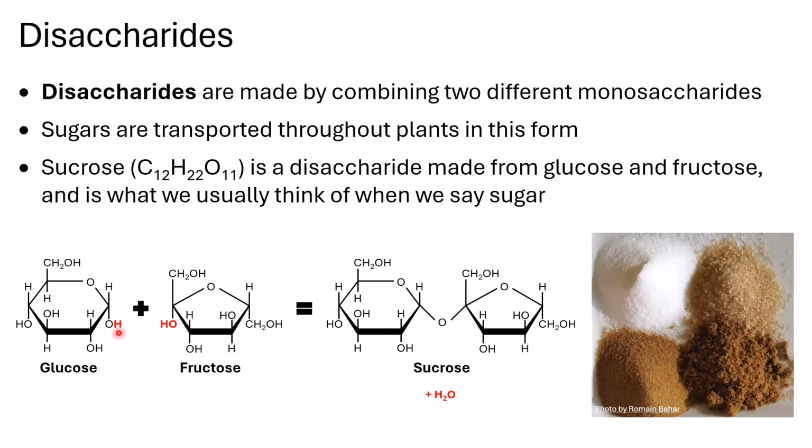The H and hydroxyl group in red show the parts of each molecule that will leave as a water molecule. The loss of 2 hydrogens and 1 oxygen is why sucrose has a chemical formula of C12H22O11 instead of C12H24O12.